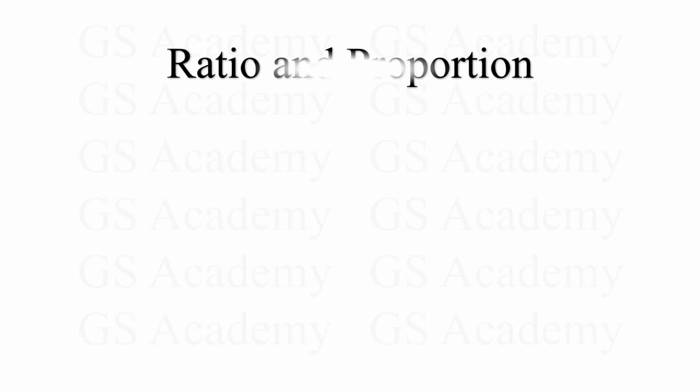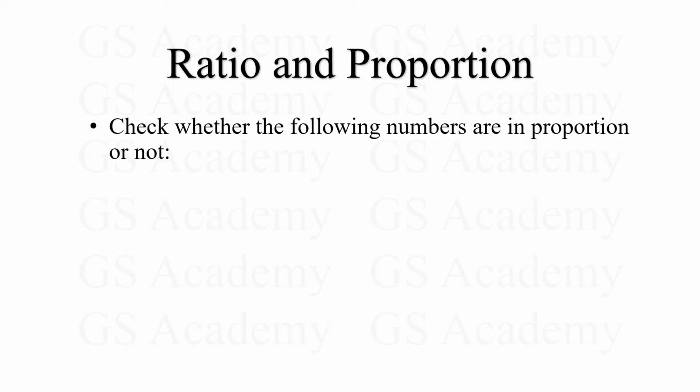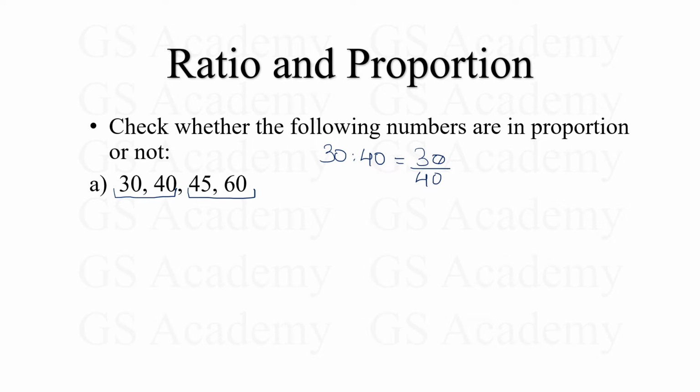Now let's see a few examples. Check whether the following numbers are in proportion or not. So the first question is 30, 40, 45 and 60. We have to see whether these numbers are in proportion or not. So first we will take these two ratios and these two ratios. So this will be 30 is to 40, that is equals to 30 upon 40. So 0 0 cut. Our answer will be 3 upon 4.